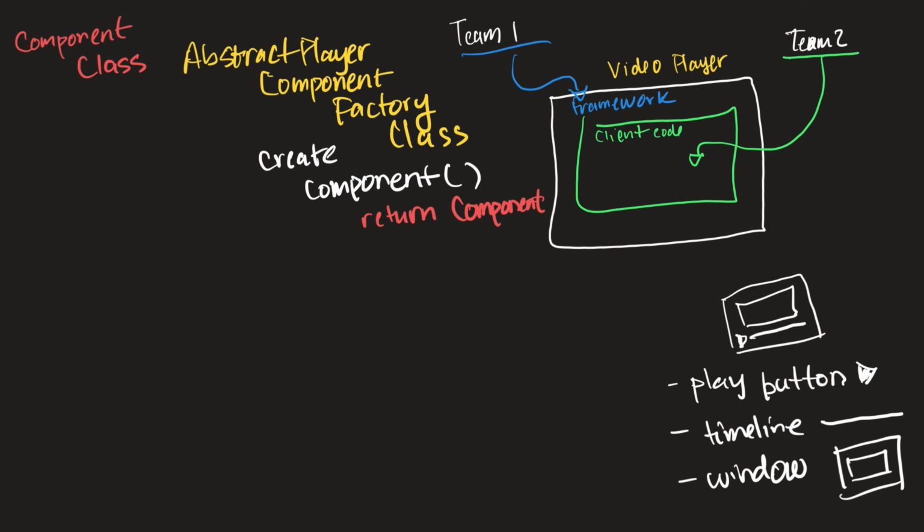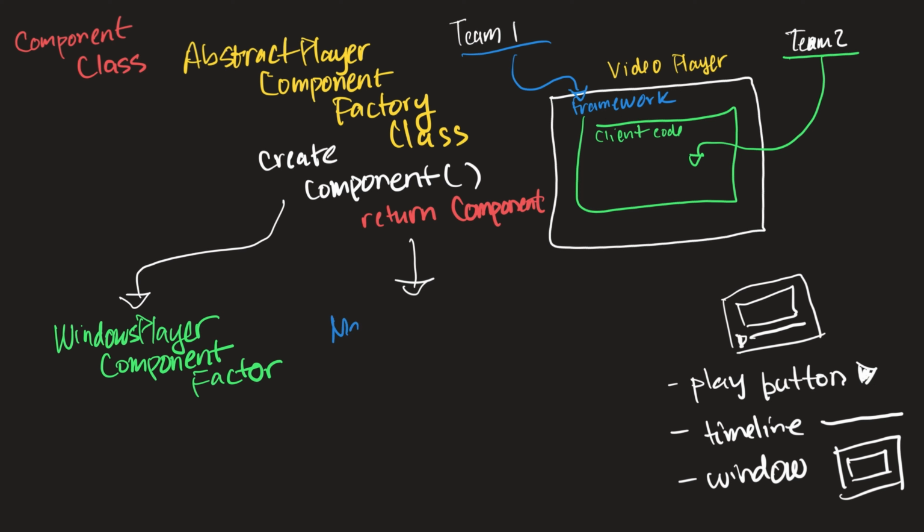Now, this abstract player component factory class, remember, it's just the interface. So we need to define the concrete classes that will implement the interface provided here. This video player is going to be able to be used on multiple platforms. It's going to be available on both Windows and Mac OS. So from this abstract class, we'll derive two classes: Windows Player Component Factory, and Mac Player Component Factory. Both of these are subclasses of this abstract Player Component Factory class.